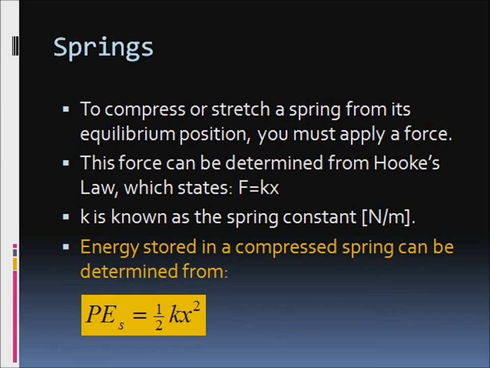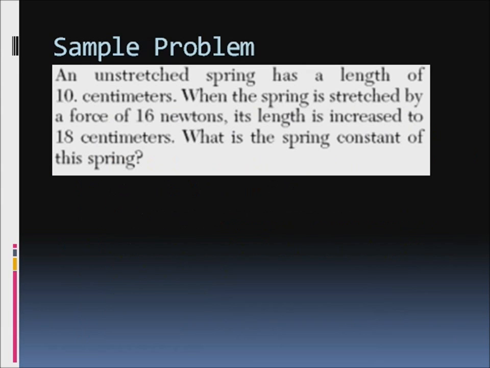Now we need to realize that the force is 16 newtons, but our x, our distance stretched from equilibrium, is the difference between 10 centimeters and 18 centimeters, for a total of 0.08 meters, or 8 centimeters. The distance you've stretched the spring from its equilibrium position is only 0.08 meters. Once you do that, you can do just a little bit of math and determine that the spring constant is 200 newtons per meter.